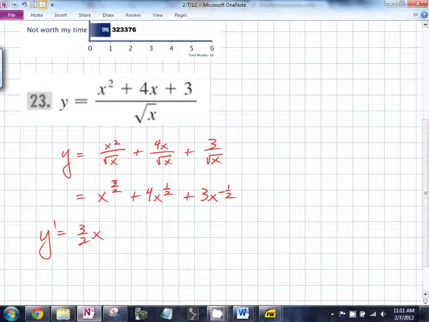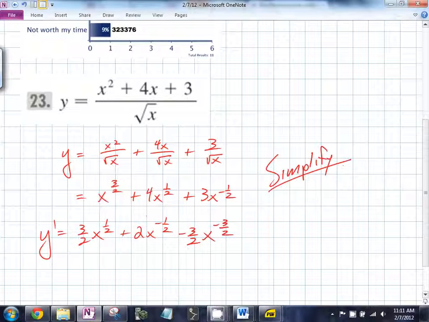x to the half plus 2x to the negative a half, minus 3 over 2 x to the negative 3 over 2. All done. Simplify first. I haven't given you any tools yet other than one basic rule, so if you see something that you don't recognize, you need to push it into something you do recognize. So simplify, simplify, simplify.